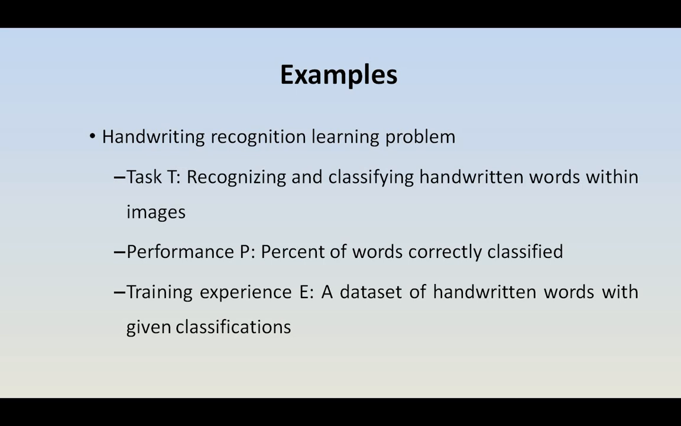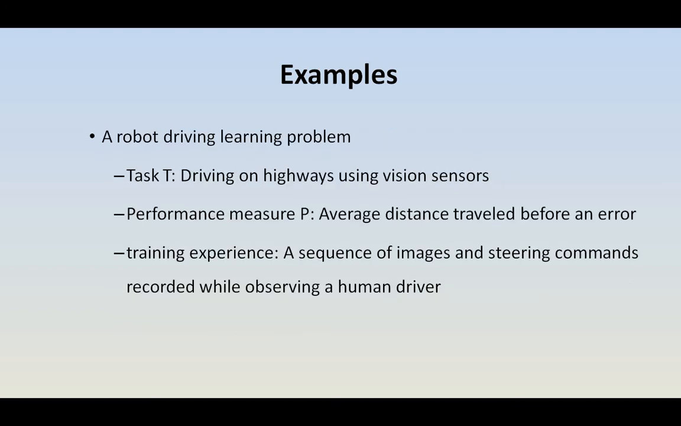How many handwritten words it has classified can be regarded as the training experience. And what is the performance? How many of the words it correctly classified? And what is the task? Already we know what the task is: recognizing and classifying the set of handwritten words within the images. So this is the handwriting recognition learning problem with the task T, performance P, and as well as the training experience E.